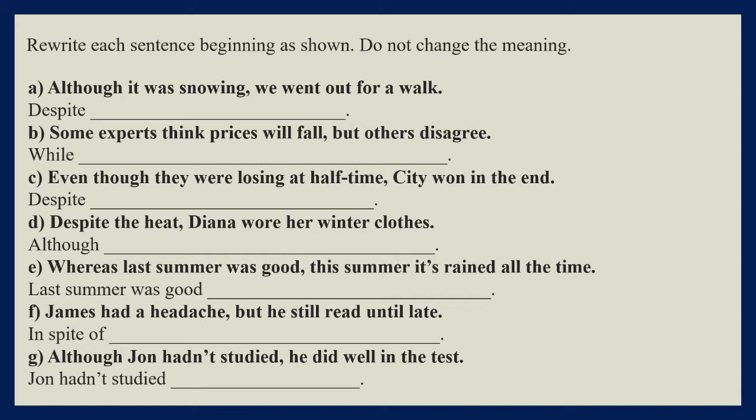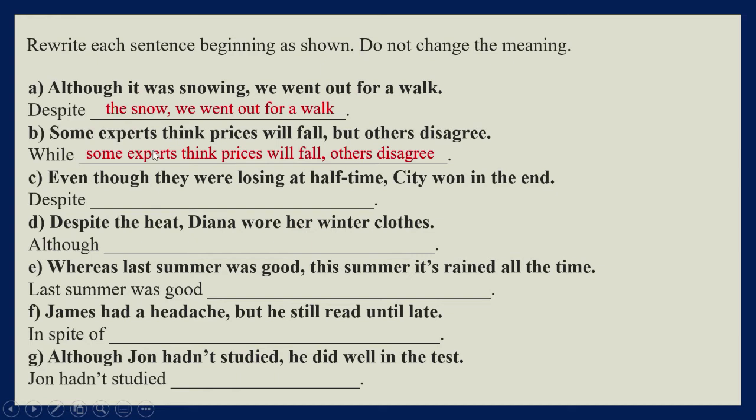A. Although it was snowing, we went out for a walk. Again, we have despite, so we need a noun or a noun phrase. Despite the snow, we went out for a walk. B. Some experts think prices will fall, but others disagree. We are starting the sentence with while, which is a conjunction. While some experts think prices will fall, comma, others disagree.